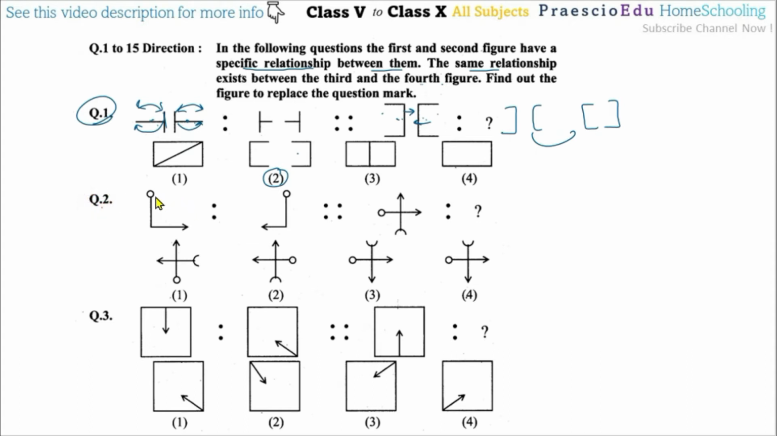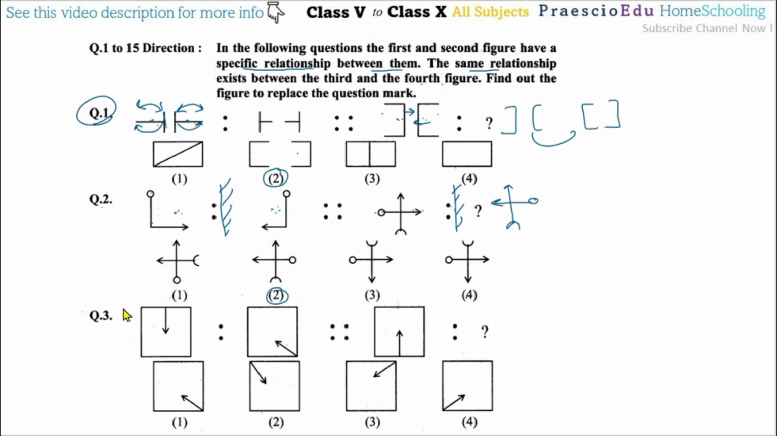Now question number 2, this is somewhat a mirror image. Okay, if you keep the mirror here, you will get the same figure. So the same mirror we have to put here also, so you will get the arrow with the upper direction and this half circle also at the bottom, and this arrow's left and right directions will change because of this mirror, and this small circle. This is given in option number 2.